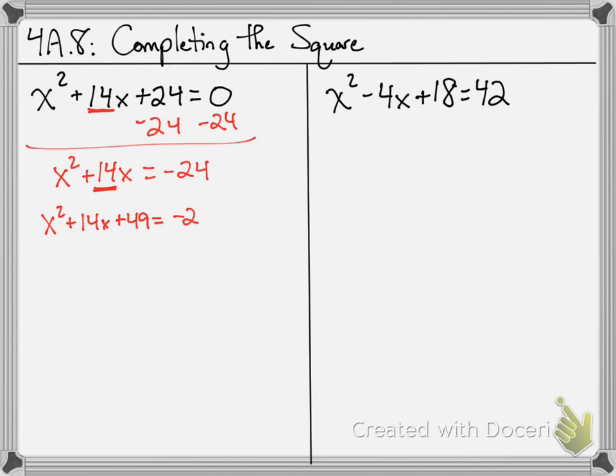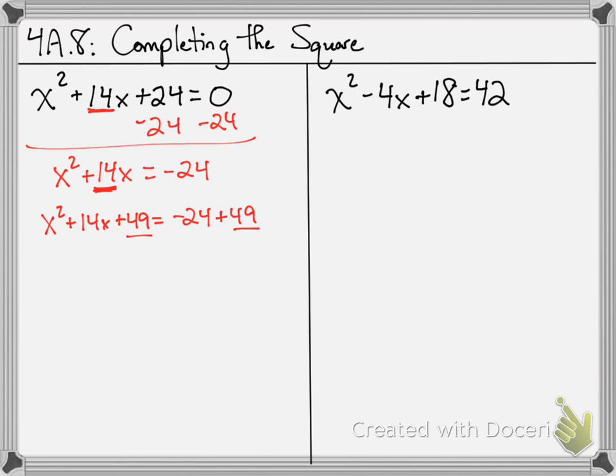You'll see how this will work in just a second. Again, we get that by taking the b value of 14, cutting it in half to get 7, and squaring it to get positive 49. If I add 49 to both sides, that doesn't change the value of the problem because I'm adding the same thing left and right, but it will change the look of it, which will allow us to solve it from here.